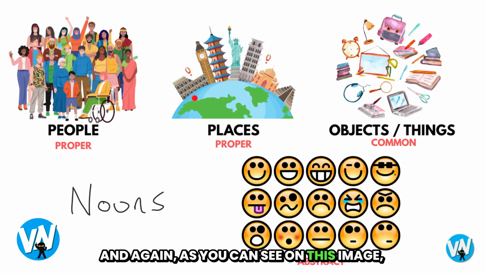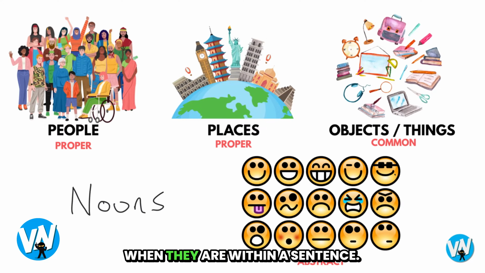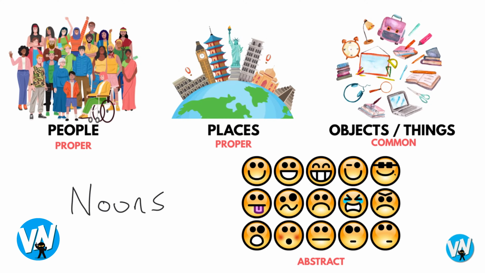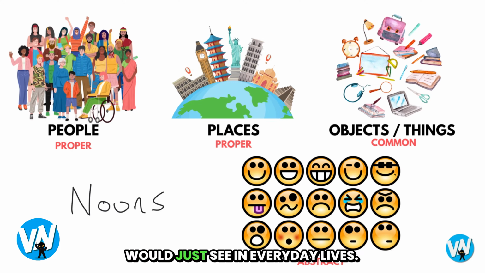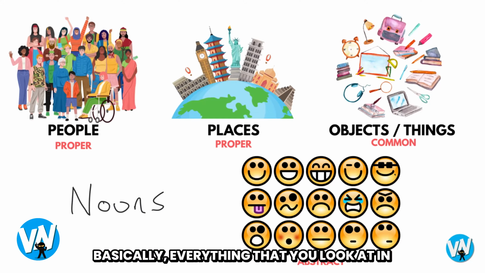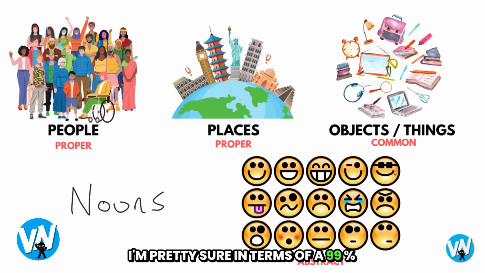And again, as you can see on this image, we have places like Rome and London and New York, Pisa, and India, whatever it may be. Both people's names and the names of places are proper nouns, so they would require a capital letter even when they are within a sentence. Okay. Further to that, we've got common nouns. Okay. And they are objects and things that we would just see in everyday life. Basically, everything that you look at in the world that you can see is a common noun. I'm pretty sure, in terms of a 99% statement.